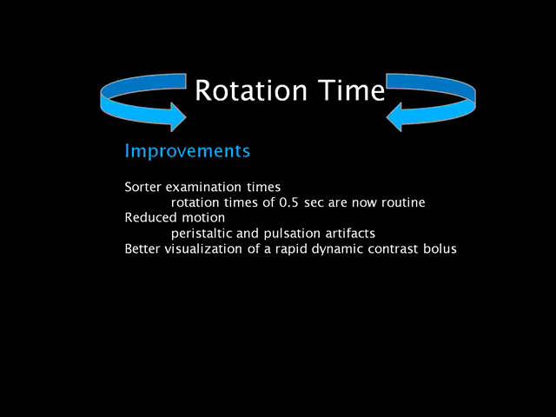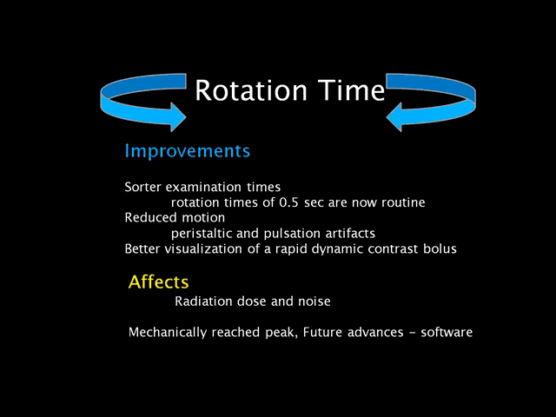Now the things that we need to remember that rotation time affects are radiation dose and noise. A faster rotation time will decrease radiation, but it's going to increase noise, thereby decreasing the quality of your image. Rotation time has mechanically reached its peak, and future advances in this area will come from the software developed.